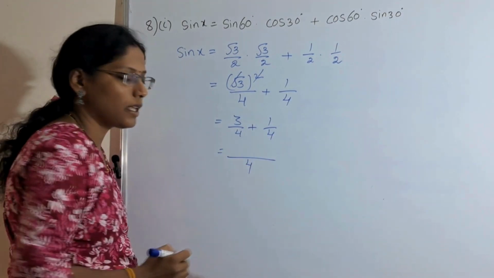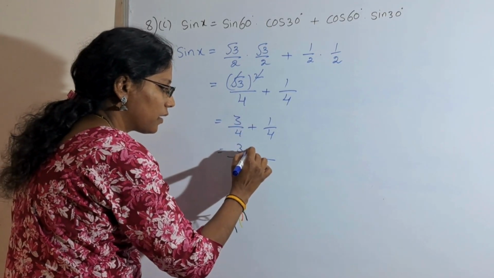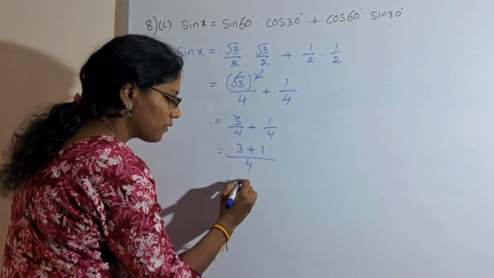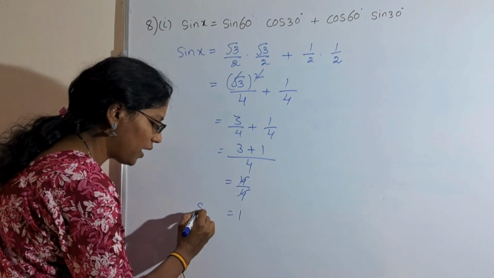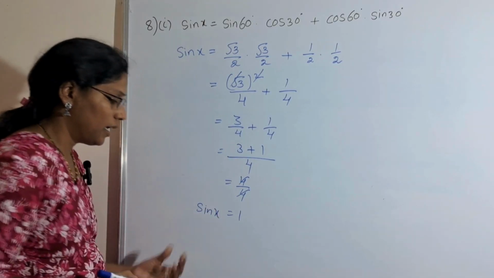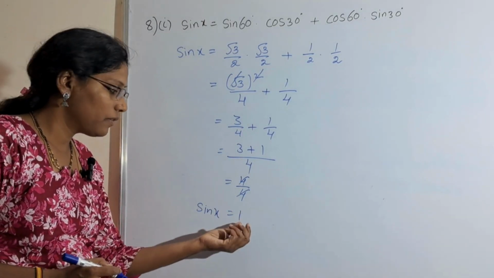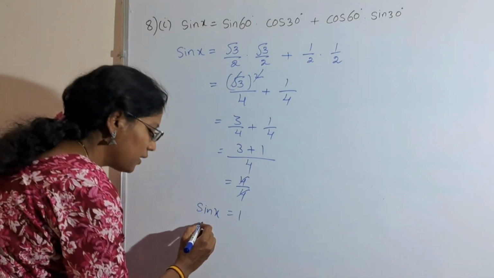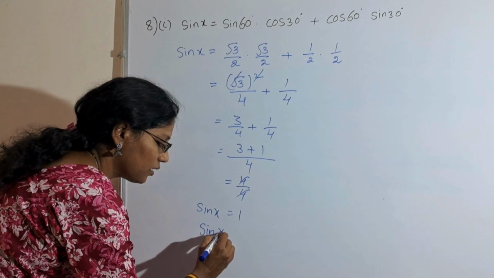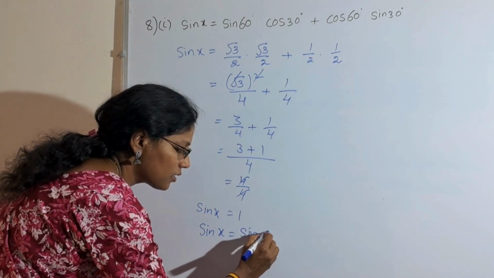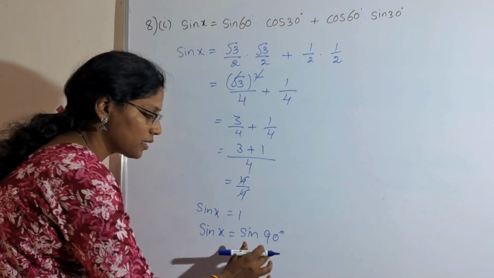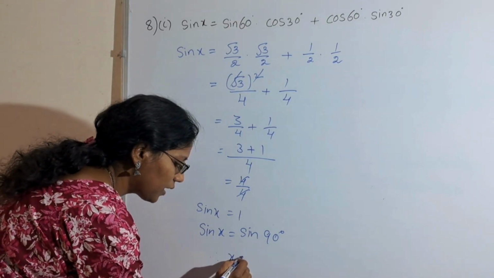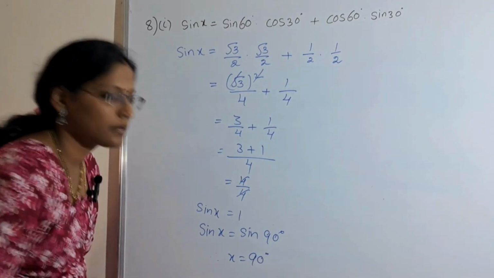The LCM is 4. Here 3 plus 1 is 4, 4 by 4, cancels, and 1 will come. Left-hand side is sin x. In the sin table, where does 1 come? At 90 degrees. Sin 90 is 1. Sin 90 degrees. Here sin cancels, remaining x is equal to 90. Therefore x is equal to 90 degrees.